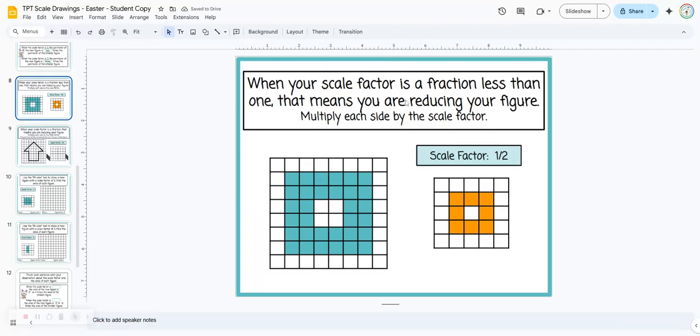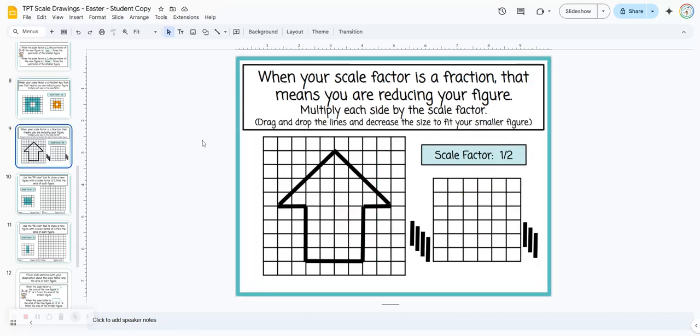So that's when the scale factor is a fraction less than 1. Now the next slide, we're going to be moving these pieces into place. Just click and hold on the pieces and then you can move them. Also, they have these little blue circles on the ends so that you can make them longer, make them shorter, or you can move them to a different location.